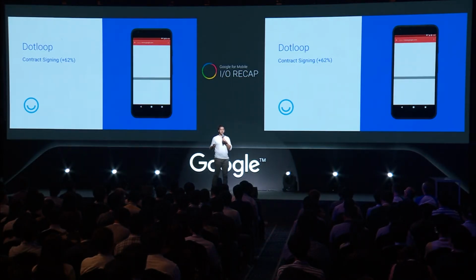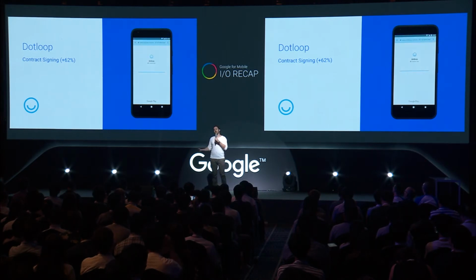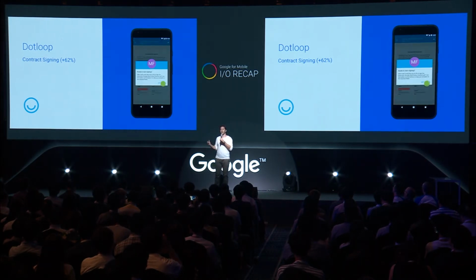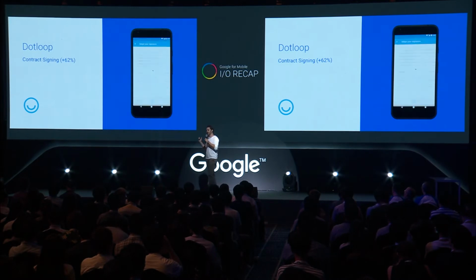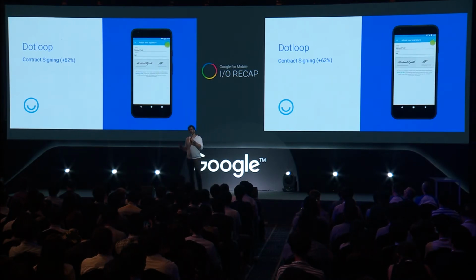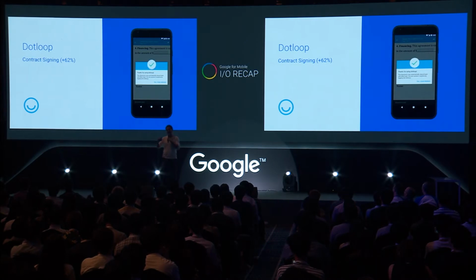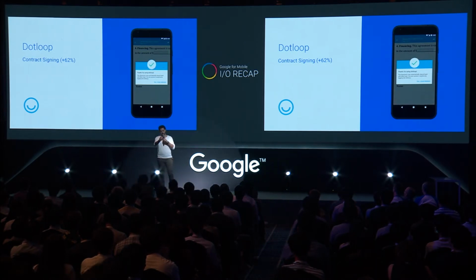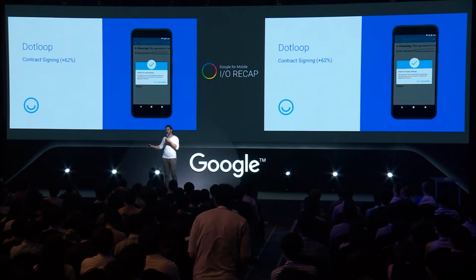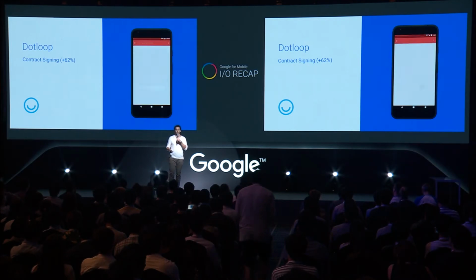Loop is a contract signing app. I don't sign contracts very often. I do not have this app on my phone. But if you've ever had to sign a contract, usually you get an email that says, time sensitive, sign now. And usually I have to go to my desktop, actually sign the contract, and it's a whole process because it's very hard on the mobile phone.